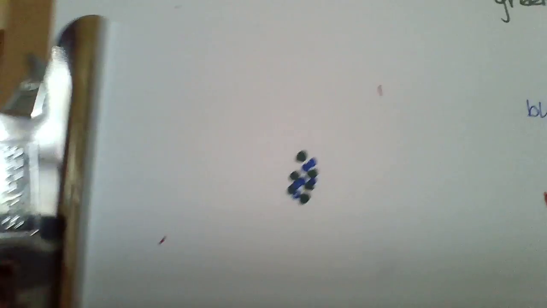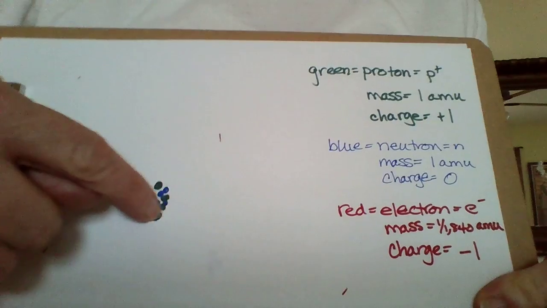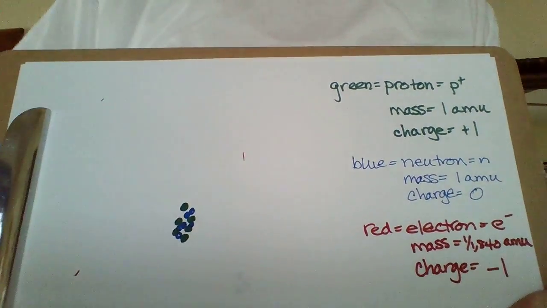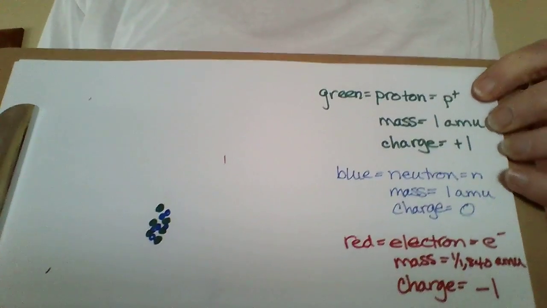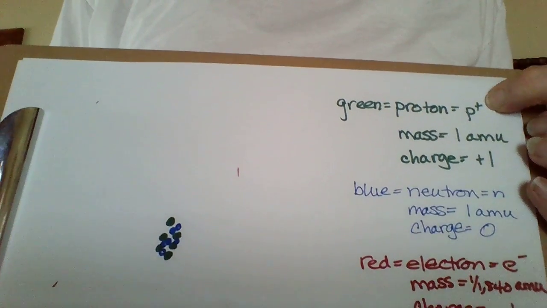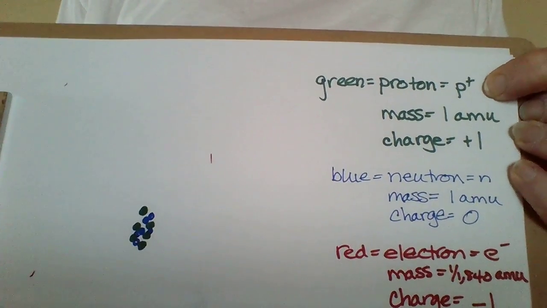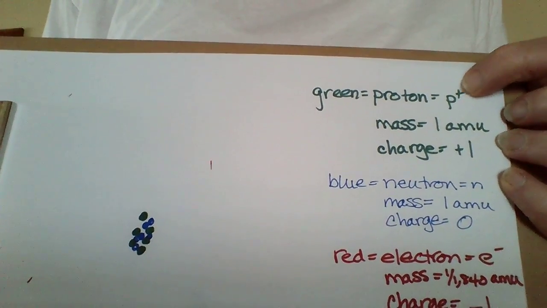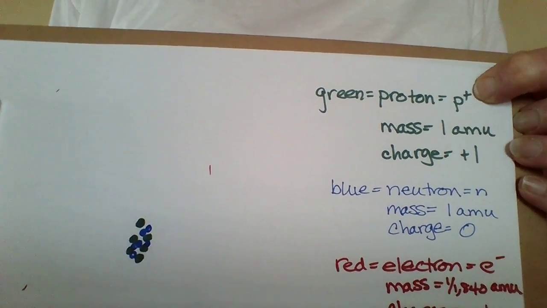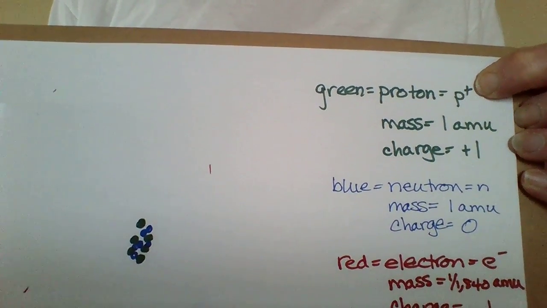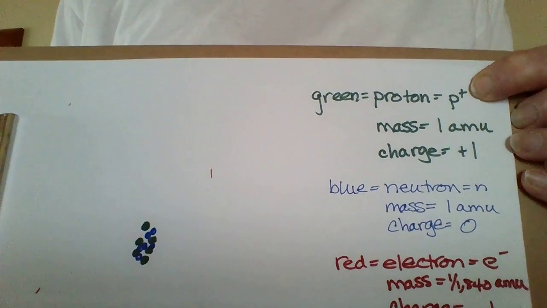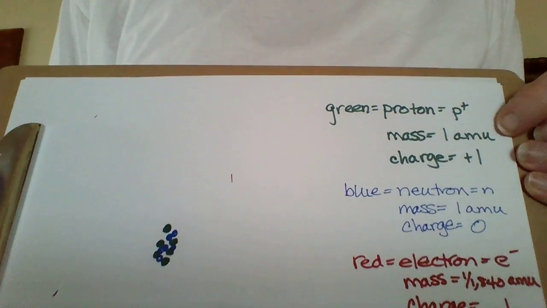Okay. The blue and green are packed into the center of the atom. The green dots, those are protons. When we're writing the shorthand version of that, we do a P with a superscript plus. It's the same place you would put the power number if you were doing powers of a number, right? So that's P plus, okay?